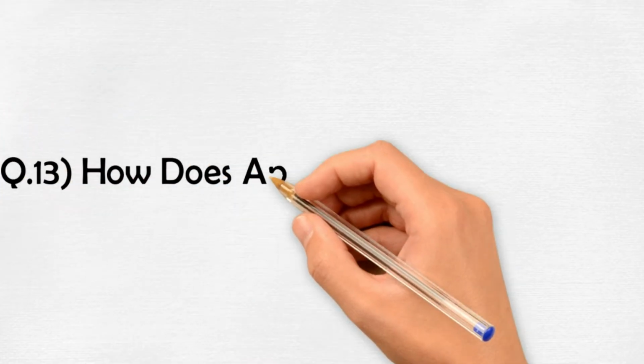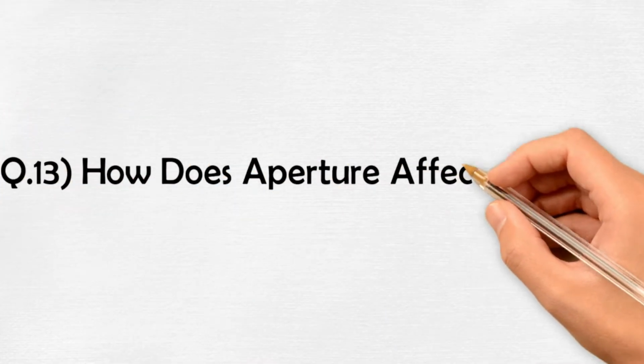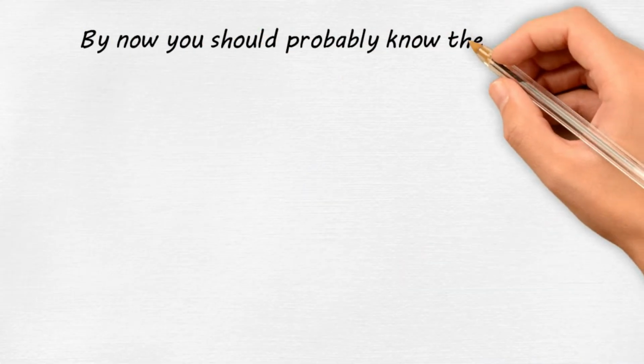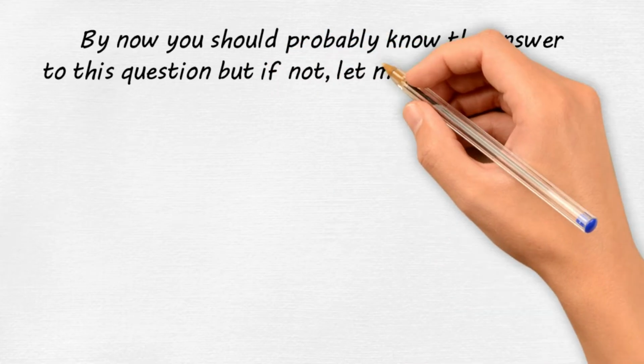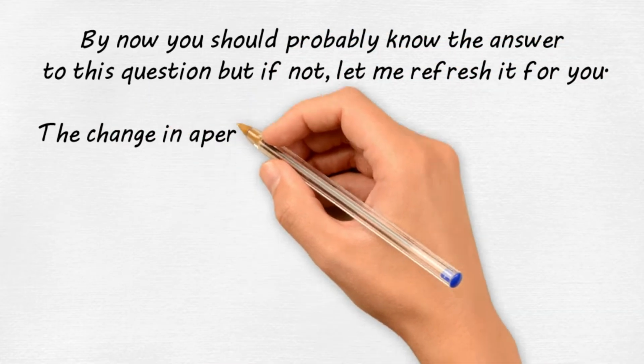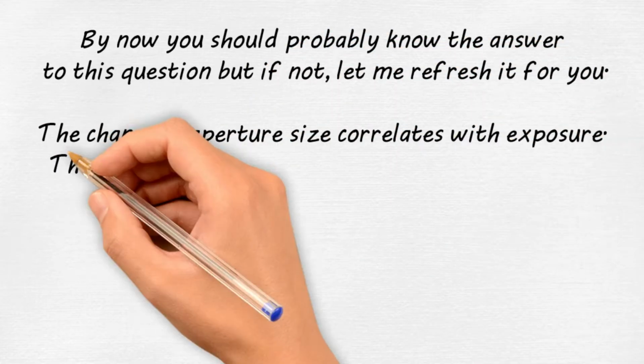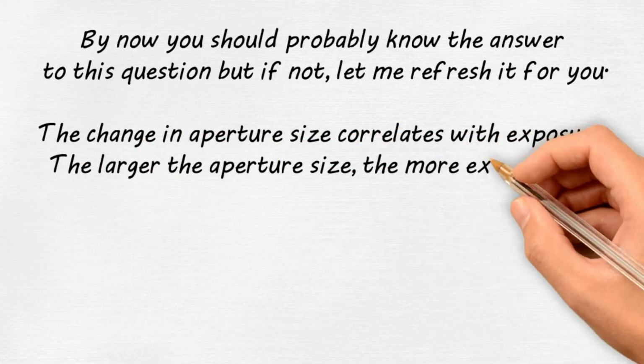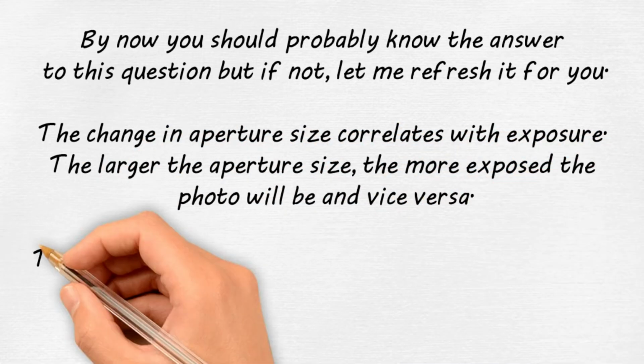Question number 13, how does aperture affect exposure? By now you should probably know the answer to this question, but if not, let me refresh it for you. The change in aperture size correlates with exposure. The larger the aperture size, the more exposed the photo will be and vice versa.